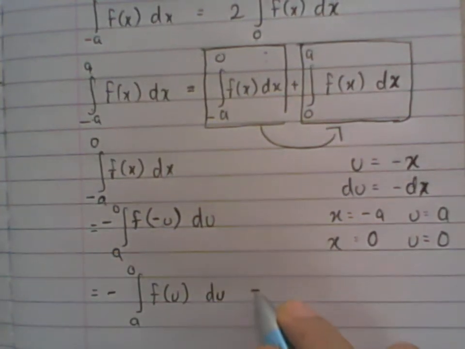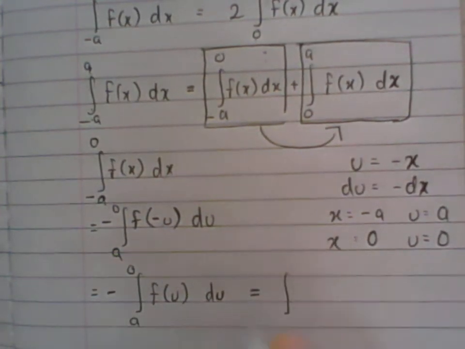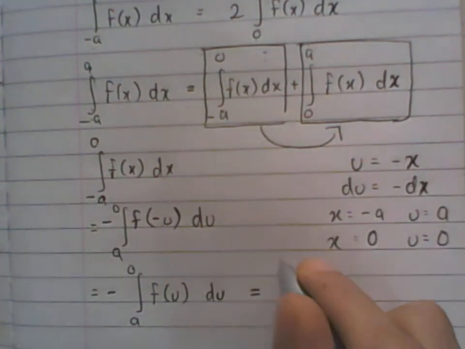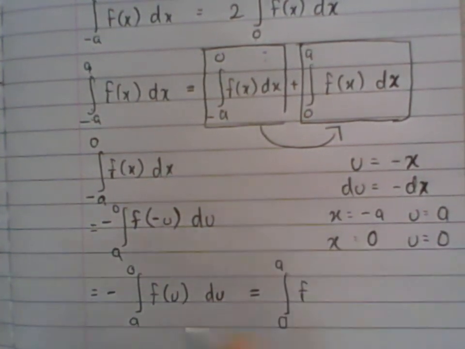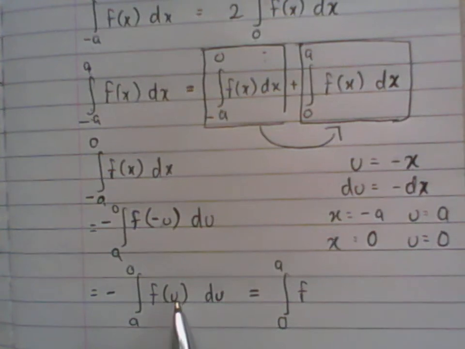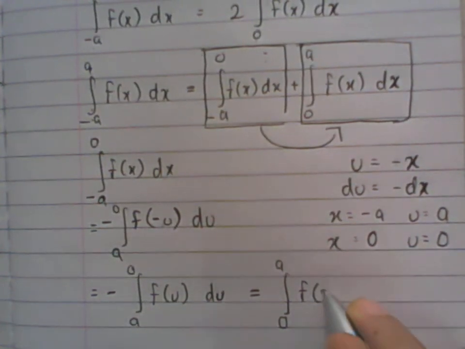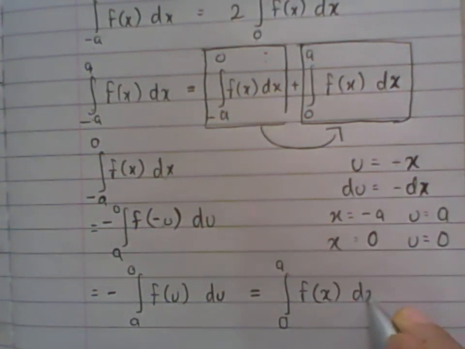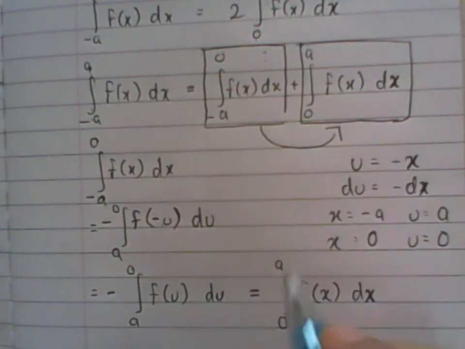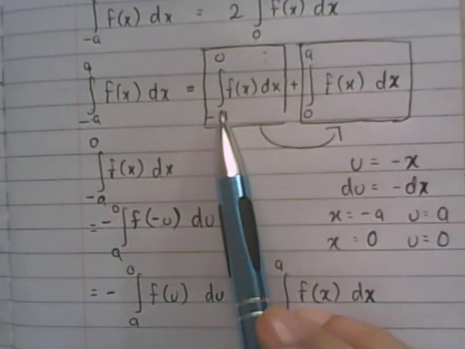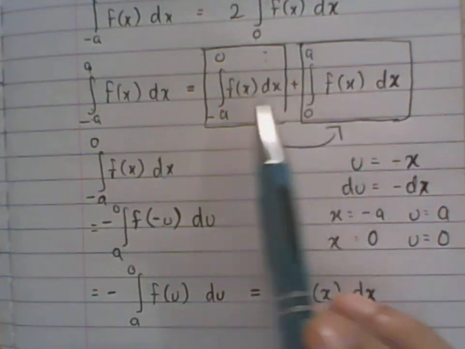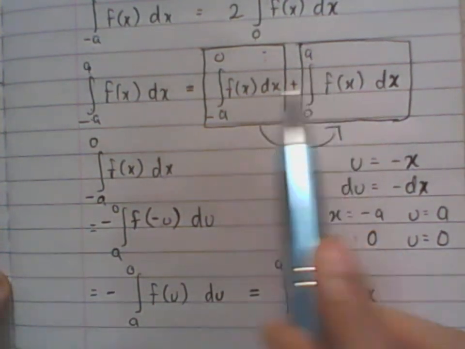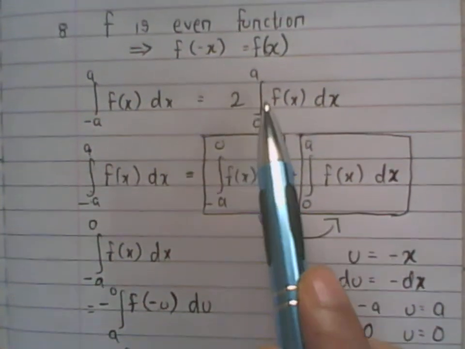So when you get rid of the negative and swap the limits, it becomes from 0 to a of f of u du. And again, what is in the name of the variable, right? So I can write it as f of x dx, which is what we wanted to prove. We wanted to show that this integral is the same as this integral, and when you add those two integrals, it becomes 2 times that integral, which is my original property.